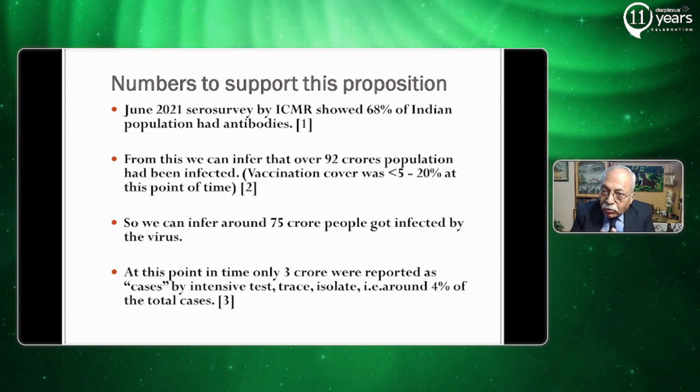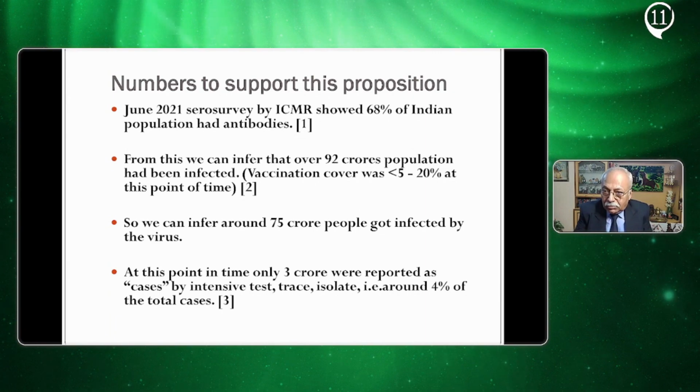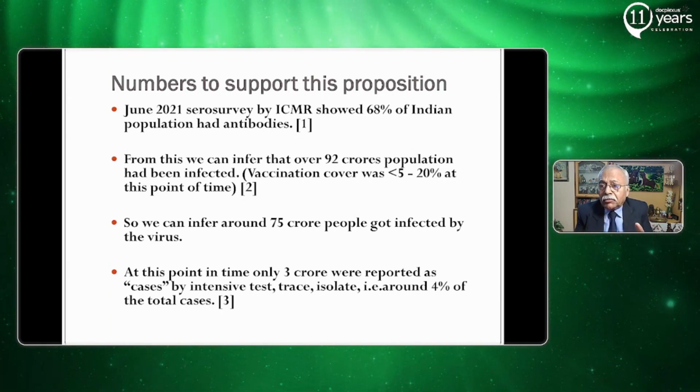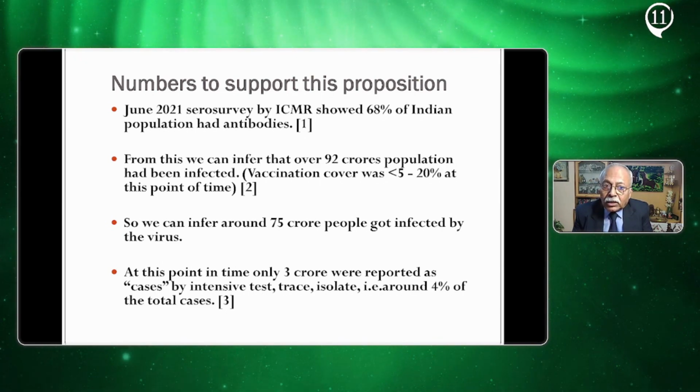That means 75 crore cases had occurred. They had got the virus, RT-PCR positive, which means they were in this pandemic. For the first time in history, we were defining a case as anyone with the virus or RT-PCR positive. By that definition, we had 75 crore cases in June 2021.